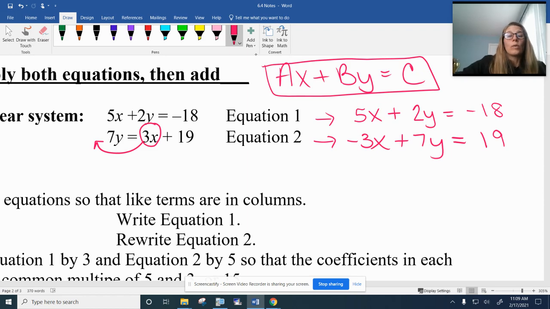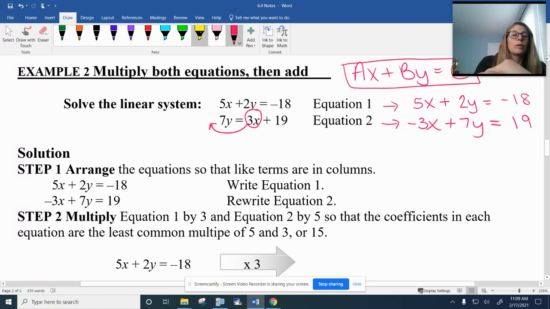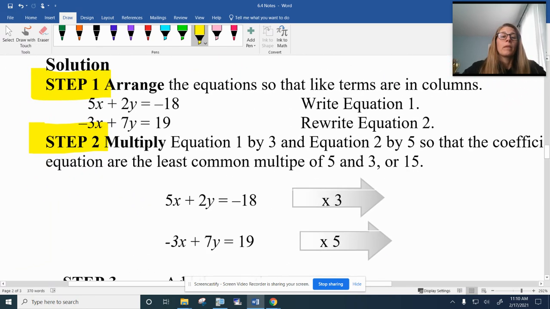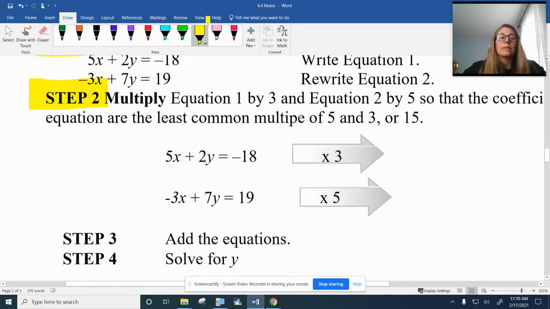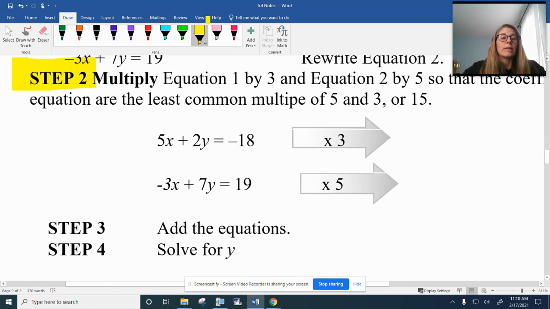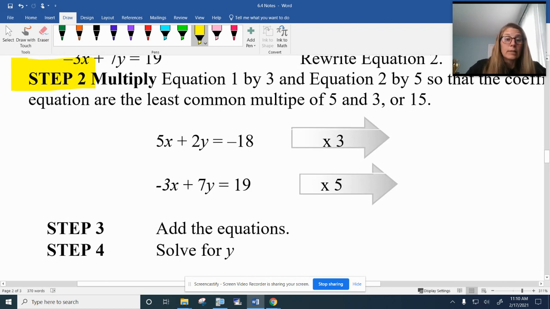Okay, so as always, step 1 is to arrange the equations so that the like terms are in columns and they're in standard form. Now, step 2 is going to be doing any of that multiplying that needs to happen. So if we look at these two equations here, we can notice that 5 and 3 are not going to cancel out. 2 and 7 are not going to cancel out.